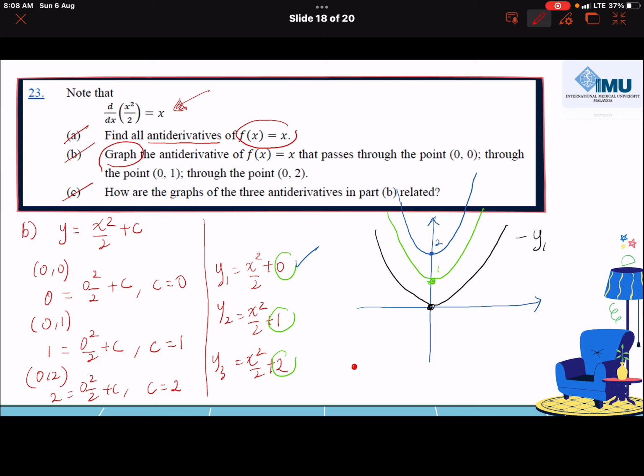vertical translation. Why vertical? Because of the y-axis. You can just write vertical translation in the y-axis. That's all for 23.